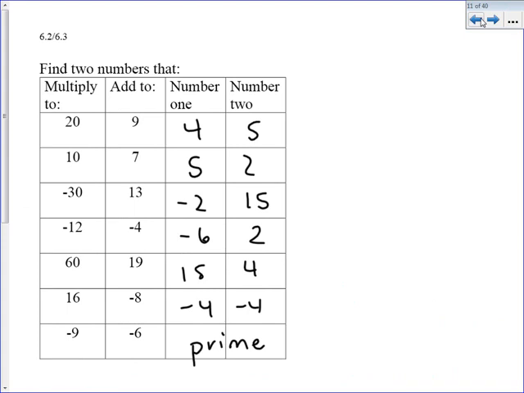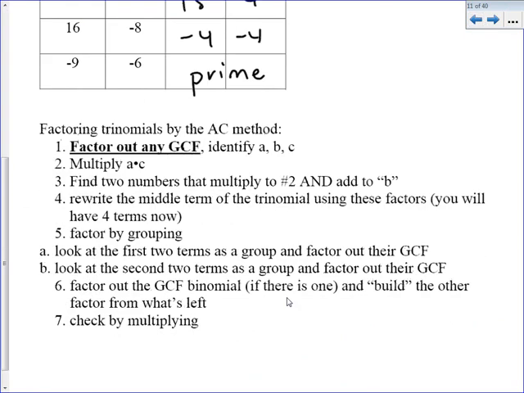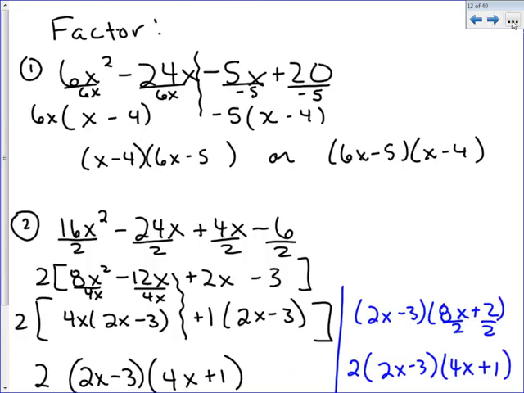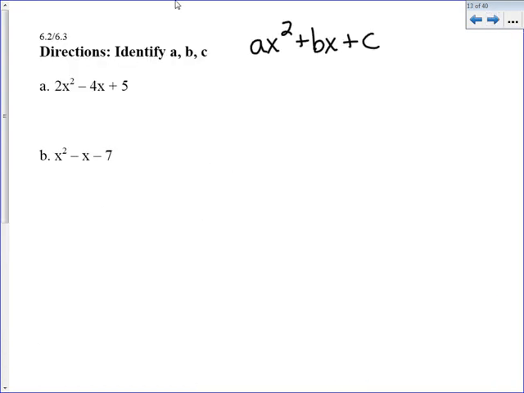So where this is in your notes, I see some of you flipping through. So we did the little table. Yours are just spaced a little bit differently, so you can see them. There's the directions for factoring trinomials by the AC method. Then it says identify A, B, and C. Maybe? People find it?